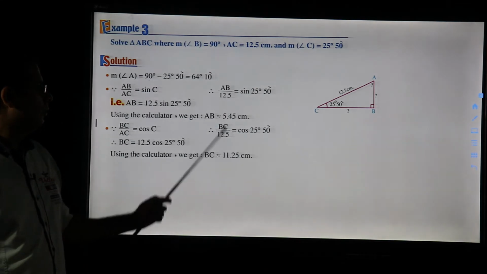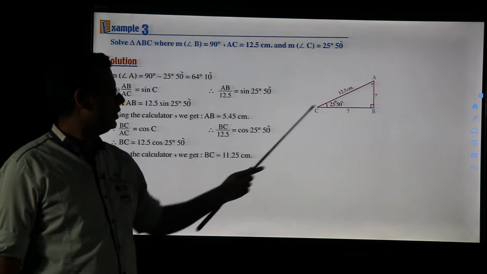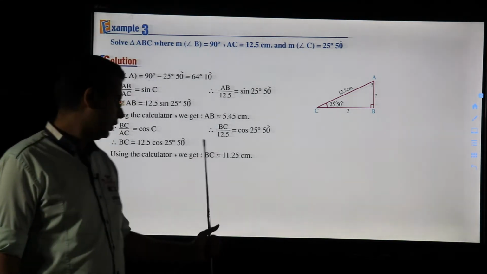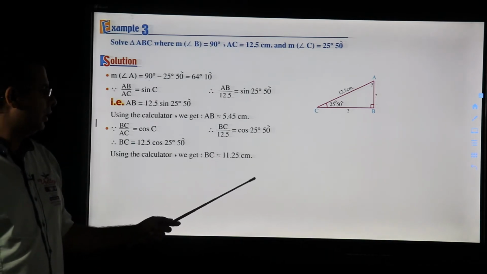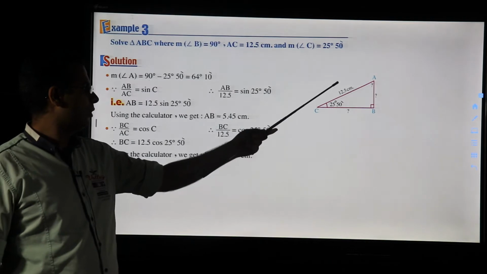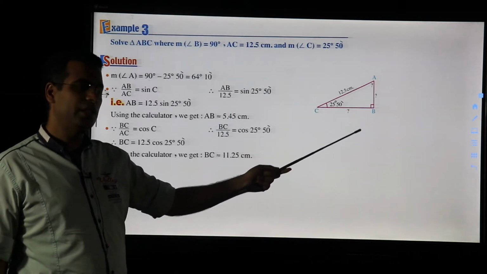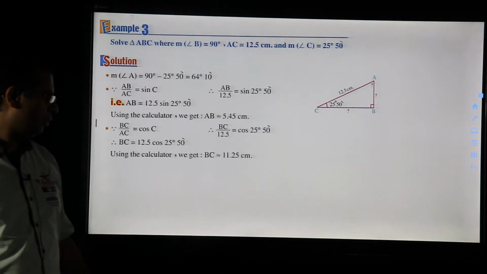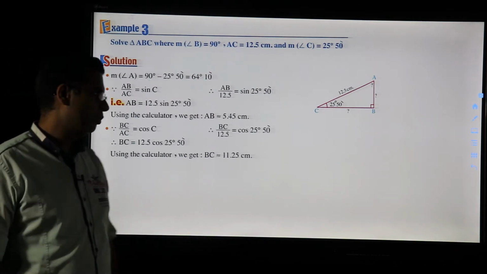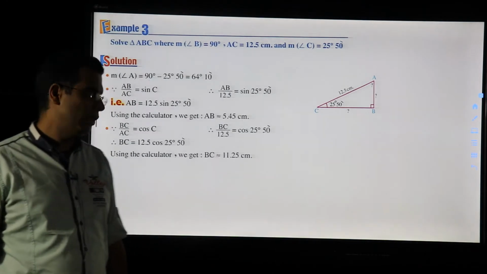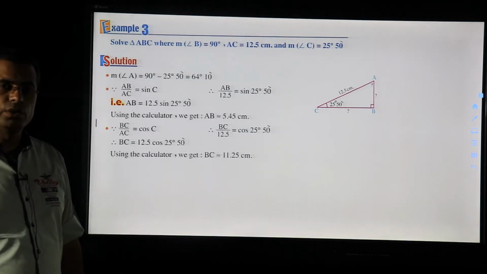Okay. Then we have AB. We can find BC by using Pythagoras or by using cosine. Cosine 25 degrees 50 minutes equals adjacent over hypotenuse. Adjacent is unknown, BC over hypotenuse, which is 12.5. Therefore, BC equals 12.5 cosine 25 degrees 50 minutes, which equals 11.25.